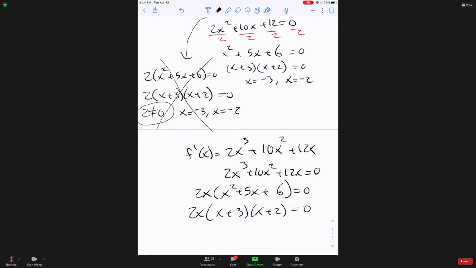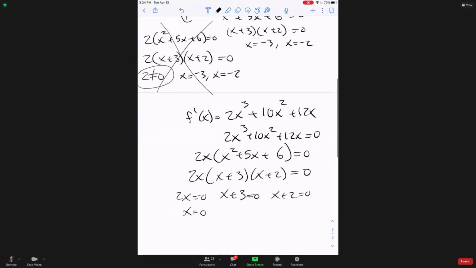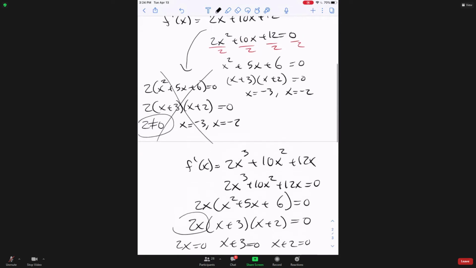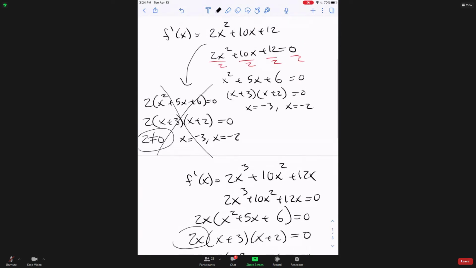So now you have the 2x equaling 0, the x plus 3 equaling 0, and the x plus 2 equaling 0. So here you actually get x equals 0. And then here you get x equals -3. Here you get x equals -2. So long story short, if the greatest common factor has a variable in it, you always factor it out. When it's just a constant, you can do either, but I would just divide by 2 like I did in red here.